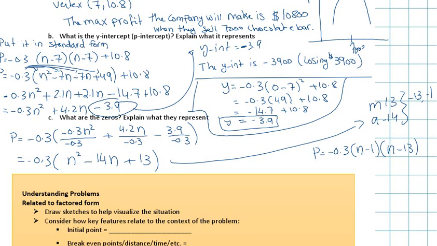1 and 13. So that means if I sell 1,000 chocolate bars, what's my profit? Remember, these are my zeros. So if I sell 1,000 chocolate bars, my profit is 0. Yeah, they're my zeros. And if I sell 13,000 chocolate bars, what's my profit? 0 as well, right? So look at this. I'll come back to answering this question.